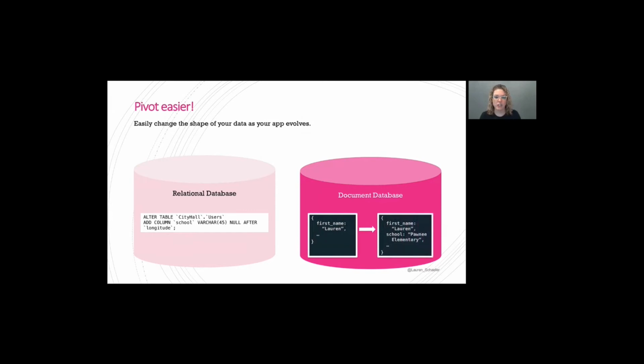Now let's examine how we can do something similar in document databases. When our requirements change and we need to begin storing the name of a user's school in a user document, we can simply begin doing so. We can choose if and when to update existing documents in the collection.